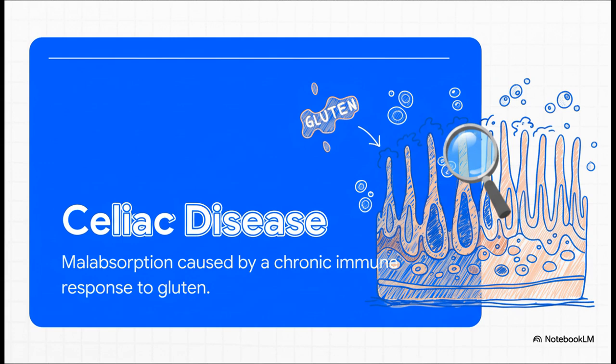Well, here's the definition. And the key phrase, the one I really want you to lock onto, is chronic immune response. See, this isn't just some simple allergy. This is the body's own immune system launching a full-scale, relentless attack on the small intestine every single time gluten shows up. Getting that distinction is absolutely fundamental.